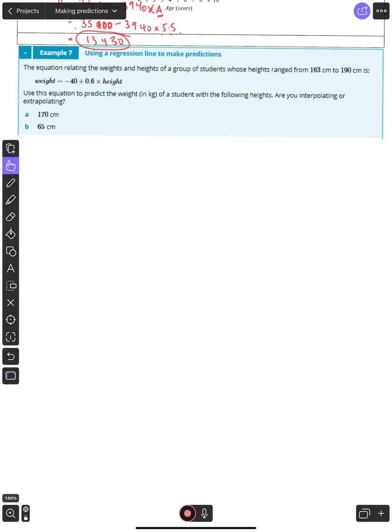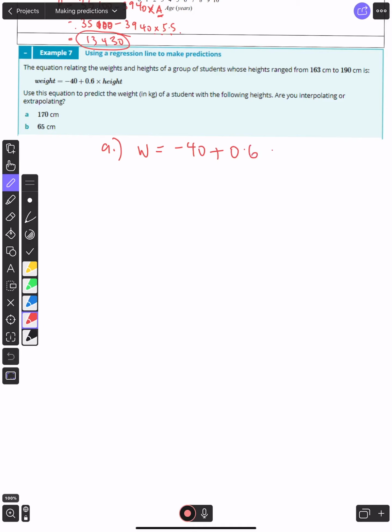Is given by weight is equal to minus 40 plus 0.6 times the height. Use this equation to predict the weight in kilograms of a student with the following heights. Are you interpolating or extrapolating? Okay, so first step. Let's do A first. First step, write down the equation. So weight is equal to negative 40 plus 0.6 times the height.